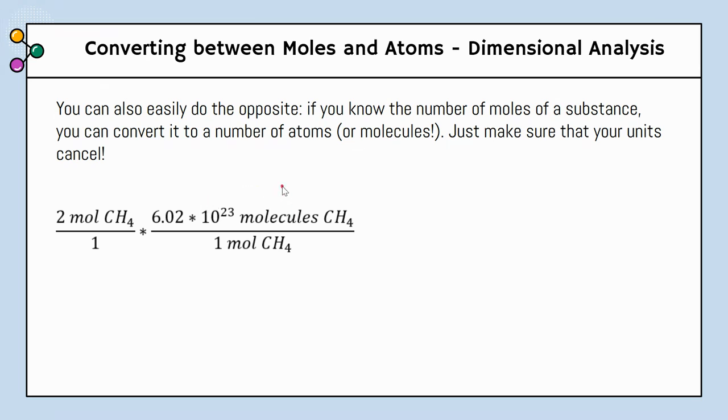Notice in this case, we're counting molecules because it is made up of multiple atoms. CH4 is 1 atom of carbon and 4 atoms of hydrogen, so we're dealing with molecules here. However, we set this up so moles cancel in this case. We then multiply straight across the top and straight across the bottom. And finally, we end with 1.204 times 10 to the 24th molecules CH4.